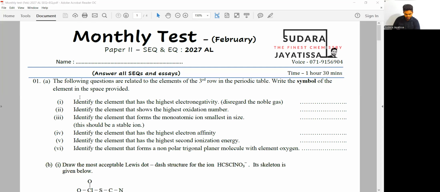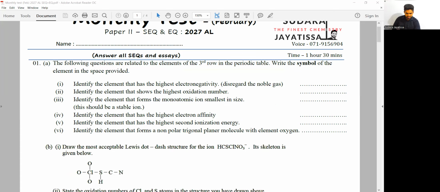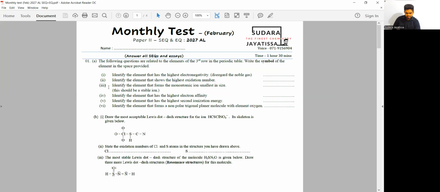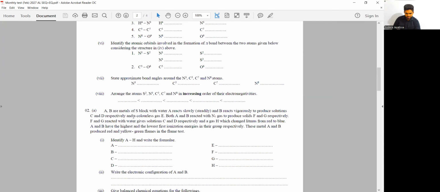We are discussing today the February monthly test structured essay paper, right? I gave you two structured essays for the monthly test of February. These are the two structured essays you wrote, okay? And the first structured essay is a general one coming from atomic structure and bonding units, and then you have another question.